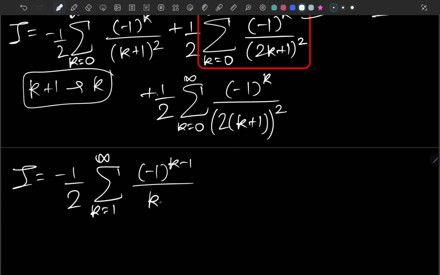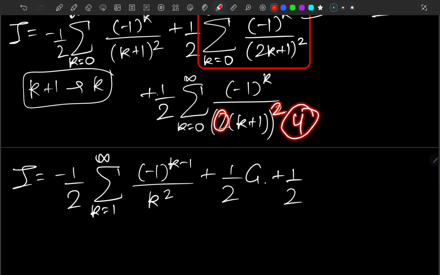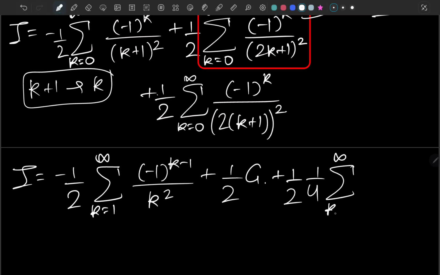minus 1 over k squared, and this is 1 over 2 times the Catalan's constant plus 1 over 2, and since this is a 2 squared, so basically it's 4, I can just factor that out because it was a constant. Again, I'm doing the same thing as I did for the first sum to this third sum also. I'm sorry, I should be writing it from k equals 1 to infinity. So again this is negative 1 to the k minus 1 over k squared.